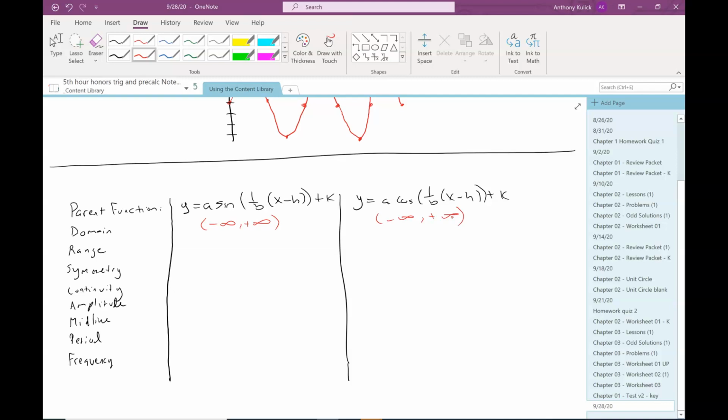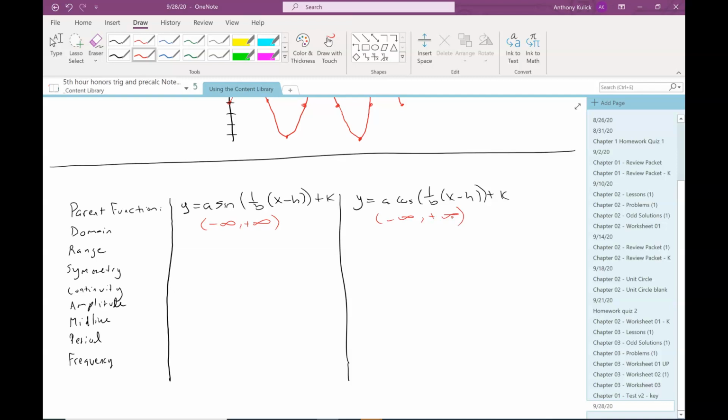Well, if I shift it left or right, is that going to change the range? No, right? Because shifting it left or right is going to change the x-coordinate, not the y-coordinate. If I stretch or shrink it horizontally, is that going to affect the range? No, right? Again, that's affecting the x. It's a horizontal thing. If I stretch it vertically, is that going to change the range? Yes.